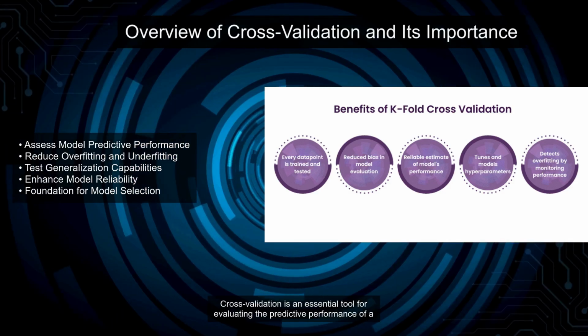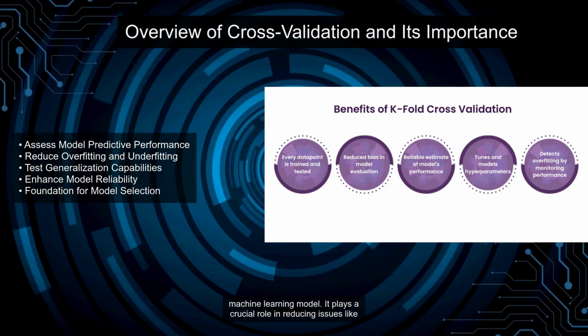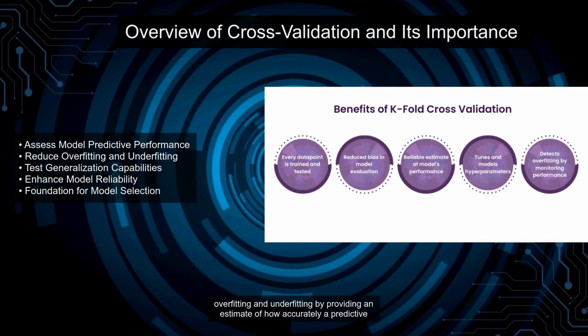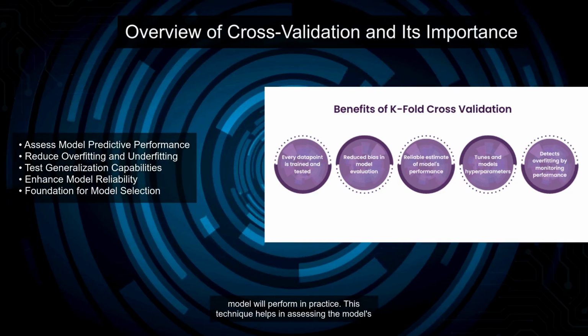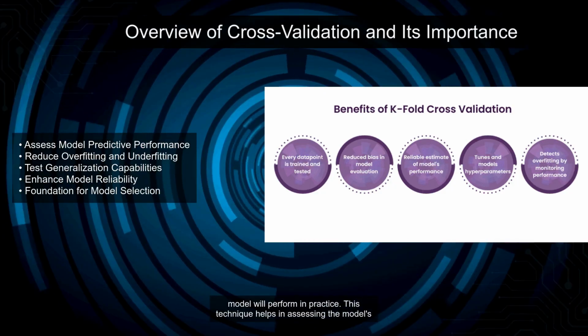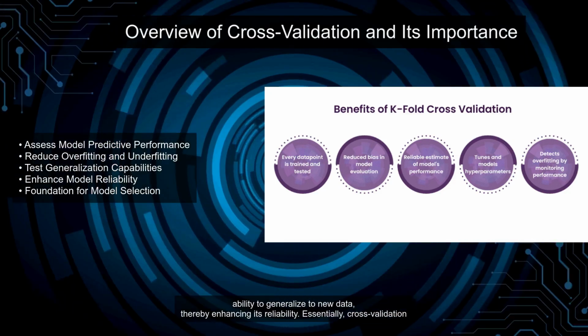Cross-validation is an essential tool for evaluating the predictive performance of a machine learning model. It plays a crucial role in reducing issues like overfitting and underfitting by providing an estimate of how accurately a predictive model will perform in practice. This technique helps in assessing the model's ability to generalize to new data, thereby enhancing its reliability.